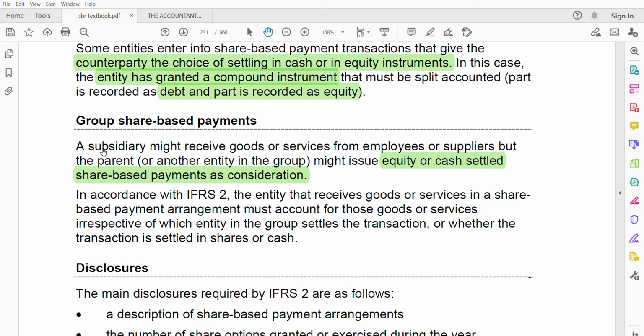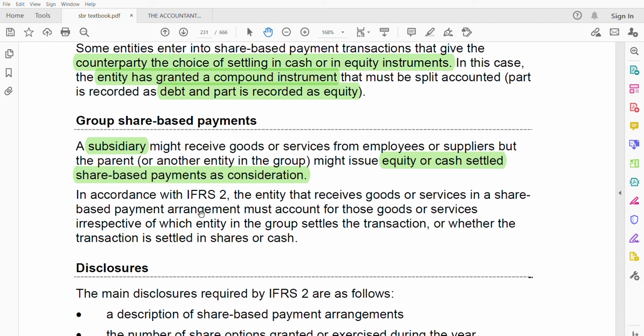A subsidiary is receiving goods and services. That means it's receiving services from employees. And the parent will be paying. They might issue equity or cash, the parent, as a consideration.